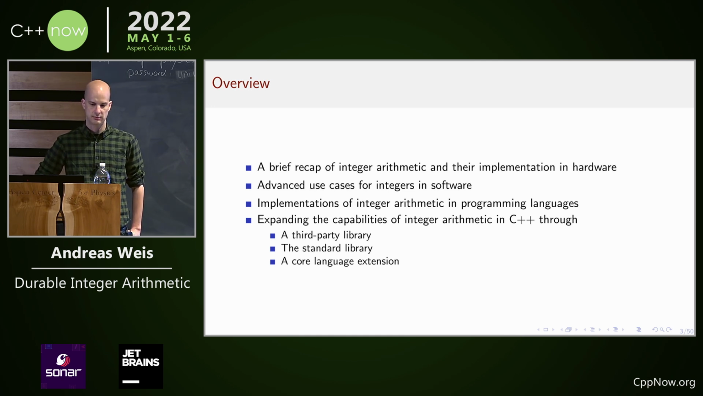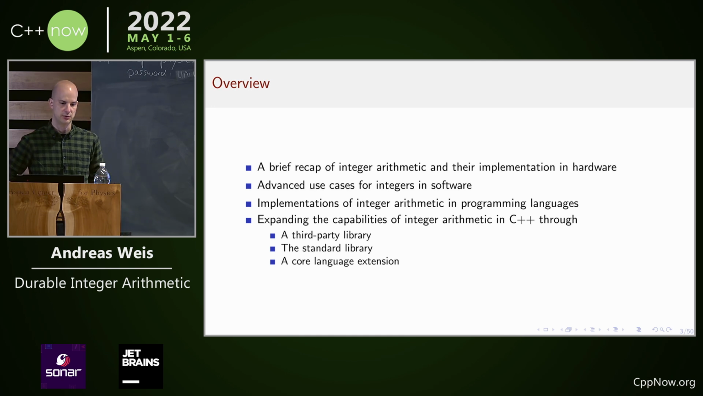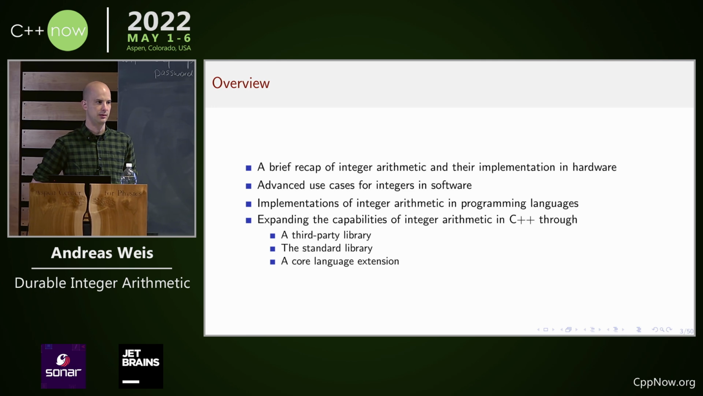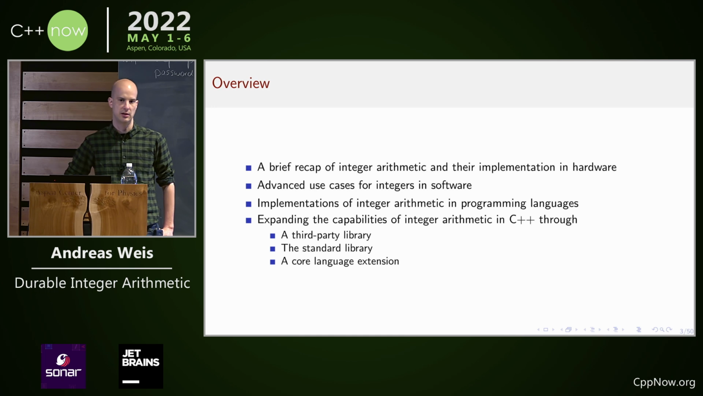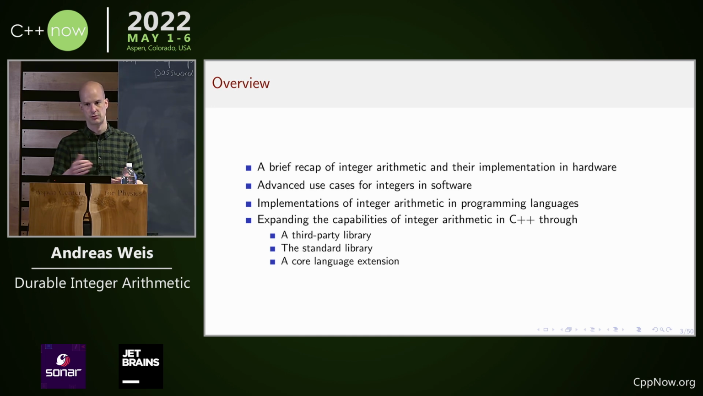Then I will present some use cases for advanced uses of integer arithmetic. And with advanced uses, I here mean use cases that are not straightforward to solve with the built-in integer types as we have them in the C++ language today. Then we will take a quick look at how the implementation of integer arithmetic in programming languages actually looks like and how that compares to what the hardware does. And then finally, we will discuss how we can expand the capabilities of the integer arithmetic that we have in the language to be able to better serve the use cases that we saw before. And we will look at different approaches here and try to get a feel for what the trade-offs are and which approach is suitable to solve the problems.